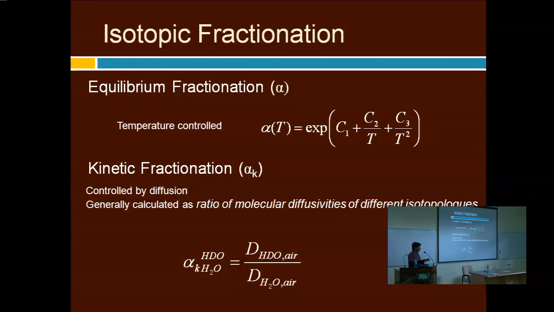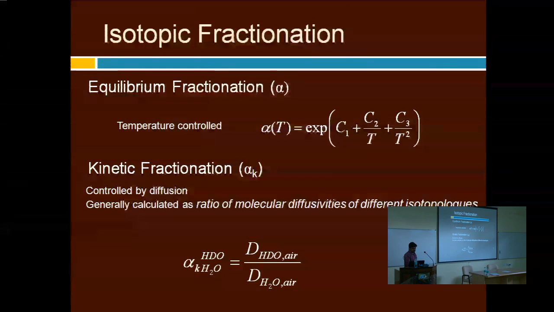If you keep it over time, the air inside the bottle will become saturated with respect to that water. So the number of molecules going into the liquid phase and the number of molecules coming out of the liquid phase will be equal. In that situation, this fractionation is just a function of temperature, defined as alpha equal to exponential of 1 by T. A 1 by T relation is there.